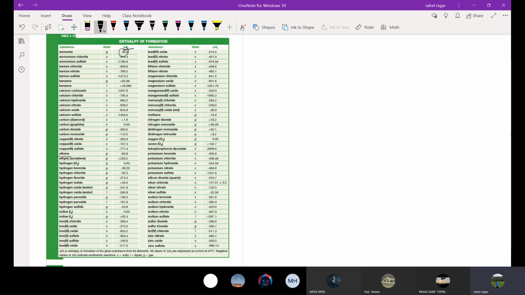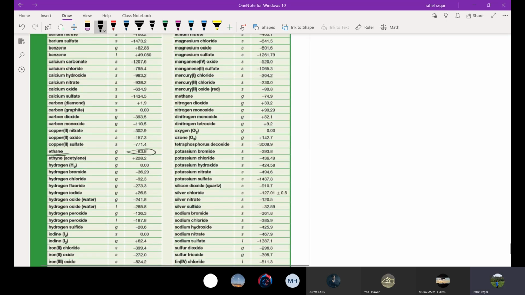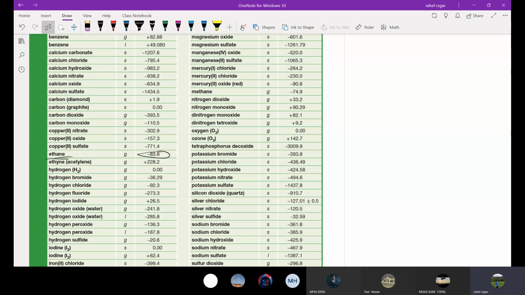So now what else do we have? Let's say ethane. Ethane is minus 83.8. What does that tell me? Ethane, when it's formed from its elements, for example, carbon and hydrogen, this 1 mole of ethane to be formed, this amount of energy is released.